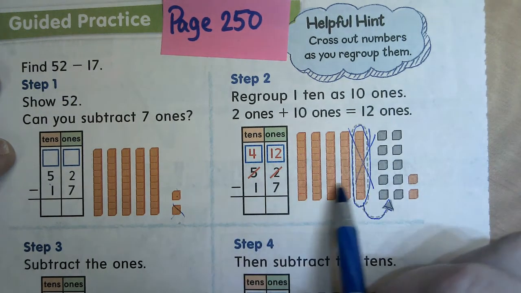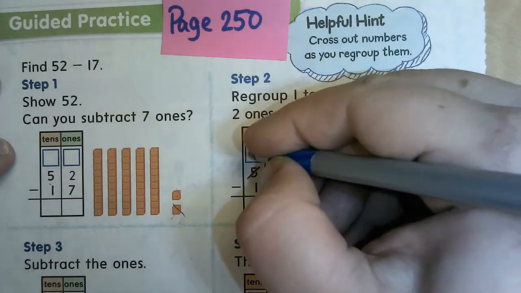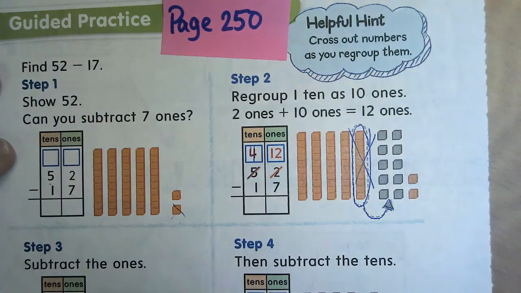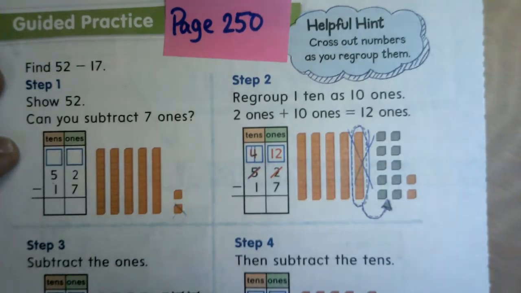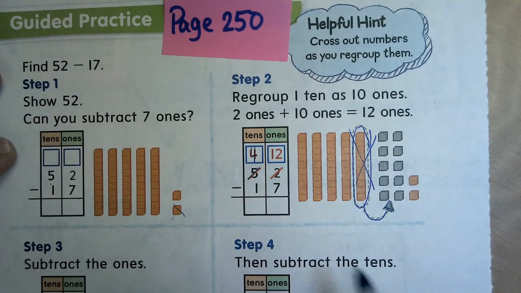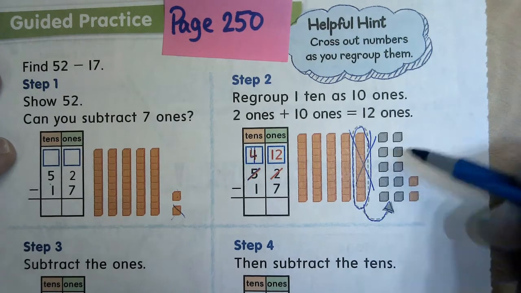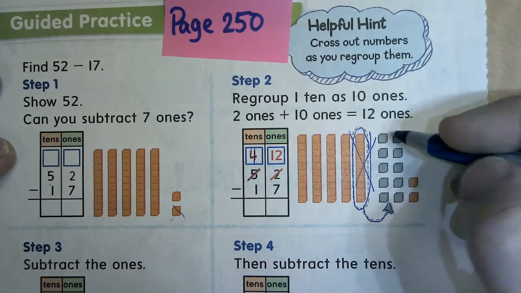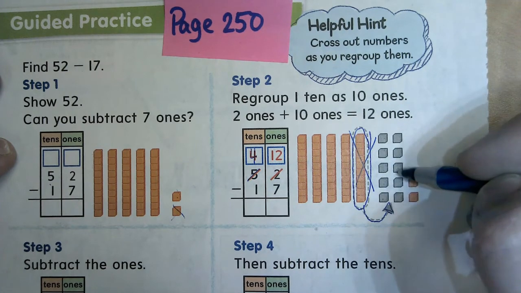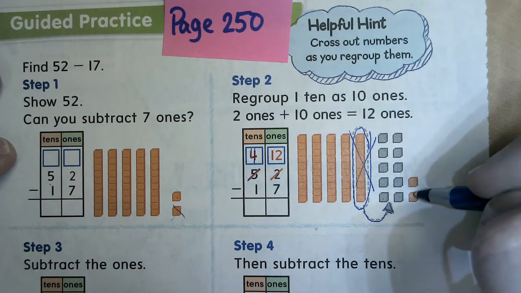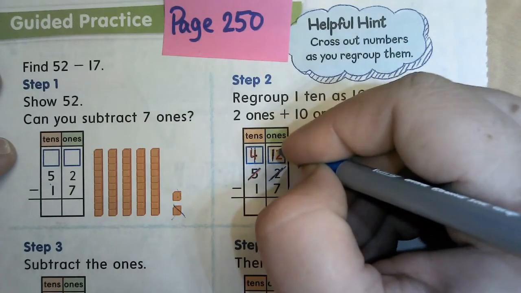I had 5 straights, but I took 1 away, which means I need to cross off my 5 and put a 4 on top. I had 5 straights, but then I changed it so that I only have 1, 2, 3, 4 because I took this one and turned it into ones. Well, when I did that, how many ones do I now have? I have 1, 2, 3, 4, 5, 6, 7, 8, 9, 10, 11, and 12. So we need to cross off our 2, and that's now a 12.